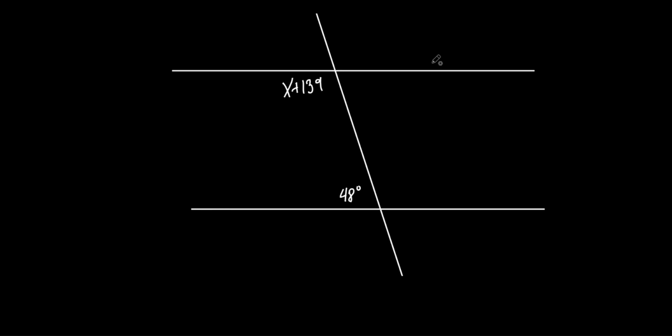So, and these are parallel lines. Put the arrows on there. It's very important to know that they're parallel. On the last problem, we said the two angles were equal to each other. Are they equal to each other on this problem?